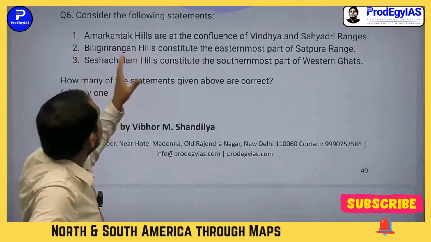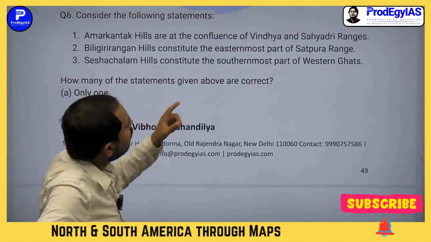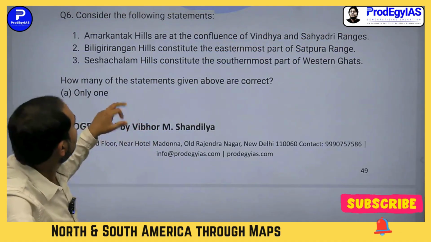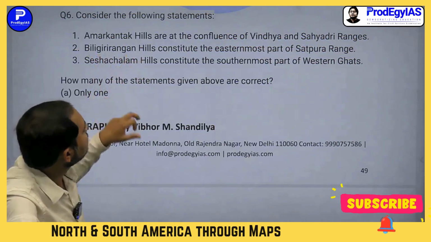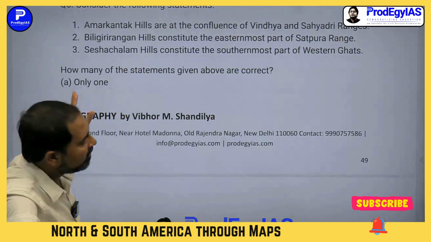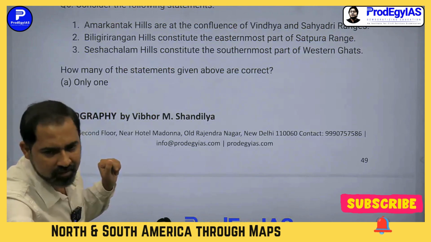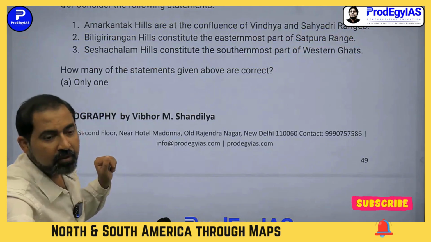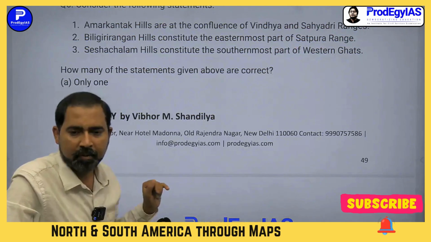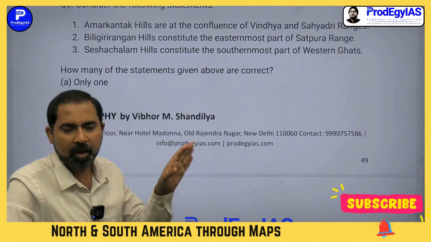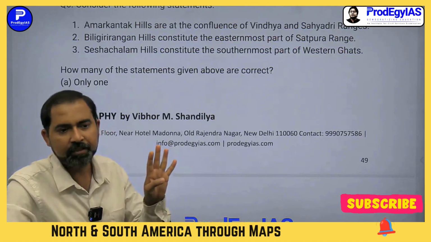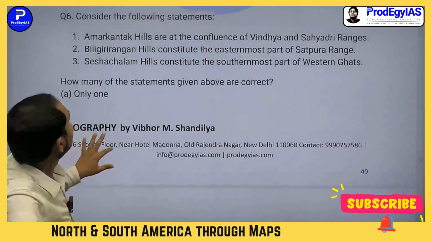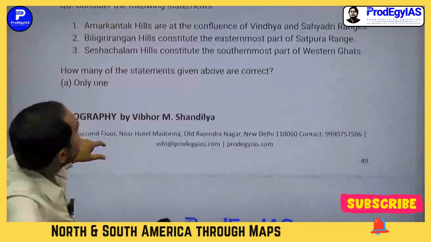Like this question: Amarkantak Hills at the confluence of Vindhya and Sahyadri ranges. Biligiri Ranga Hills, BR Hills, constitute the easternmost part of Satpura. It has nothing to do with Satpura, BR Hills. Satpura ranges: Rajpipla, Gavilgarh, Mahadev and Maikal. There are 4 ranges which make up the Satpura range. So this will be incorrect.